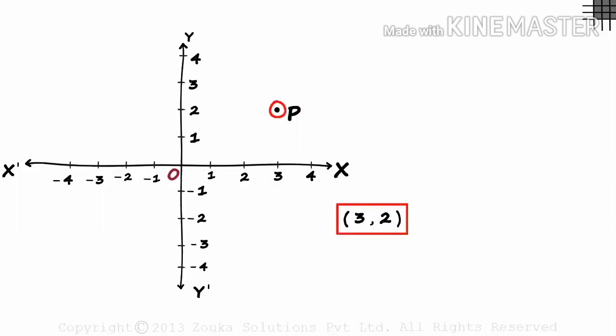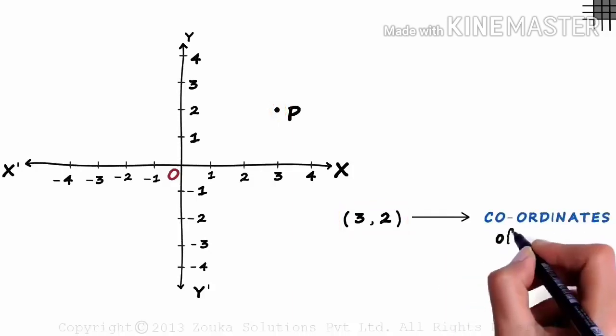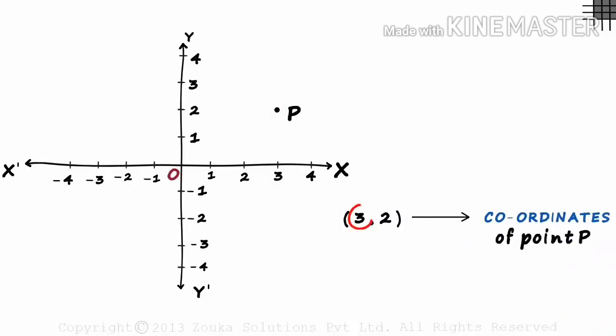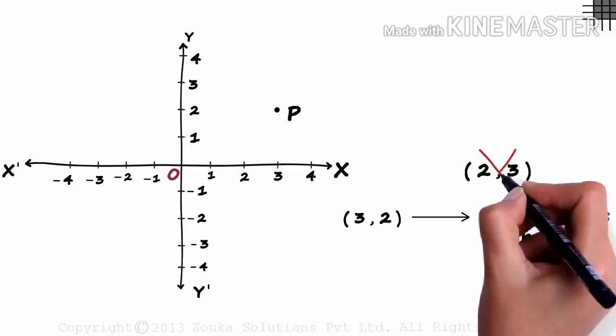But in mathematics, we do not refer to it as an identity. We call these the coordinates of point P. 3 is the x coordinate and 2 is the y coordinate. Here's something you really need to know. This is not the same as (2, 3).